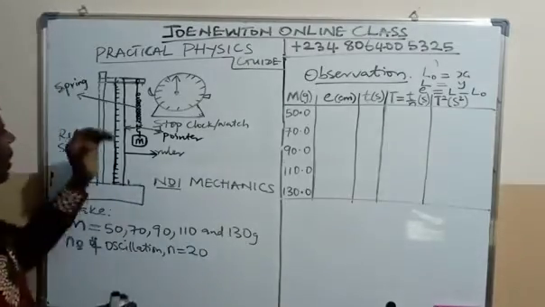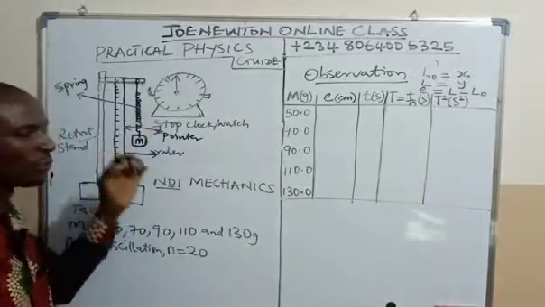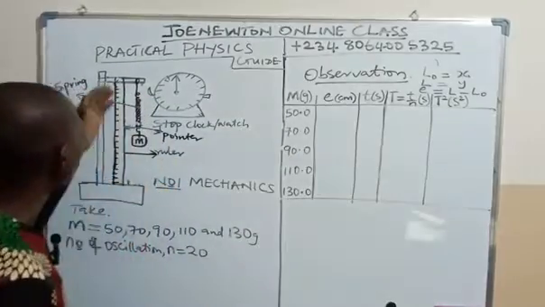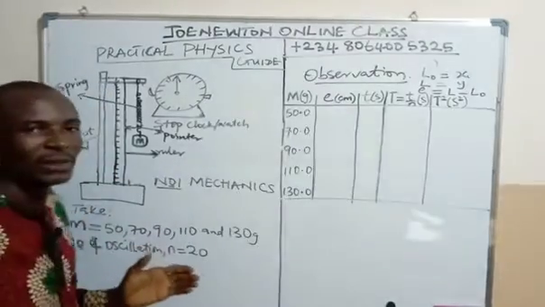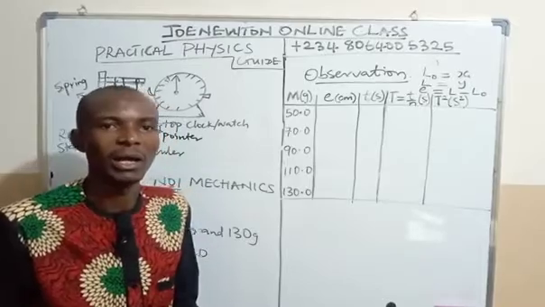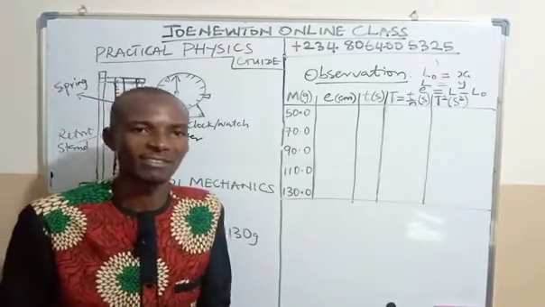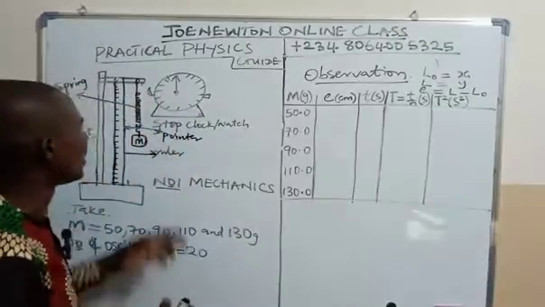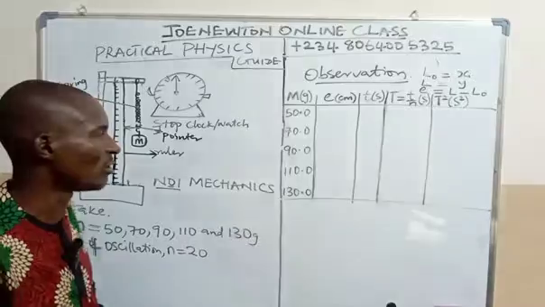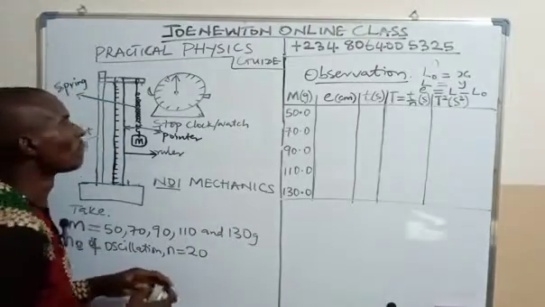Then the stopwatch here is for measurement of time. The meter rule here is to measure the length, the original length of the spring and the new or final length when loaded with masses. Of course, with those two variables, you'll be able to deduce the extension in each case or interval of the experiment. Now, this is mechanics.